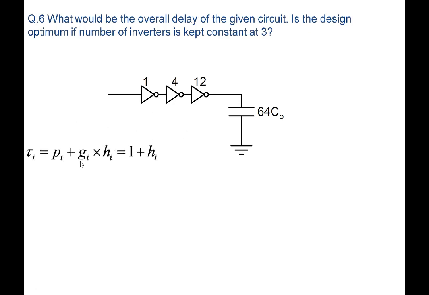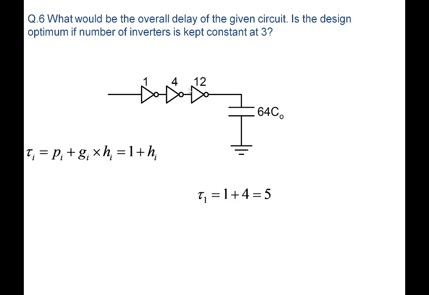Our basic equation is this, P plus G into H. P for inverter is taken as 1. For other gates, we'll give you what the parasitic delay is. P for a NAND gate will give you 2, NOR gate also maybe 2.5, and like that, the values for P would be given to you. So P for a gate will be given to you, G you have to know, and H you have to deduce from the problem here, right?